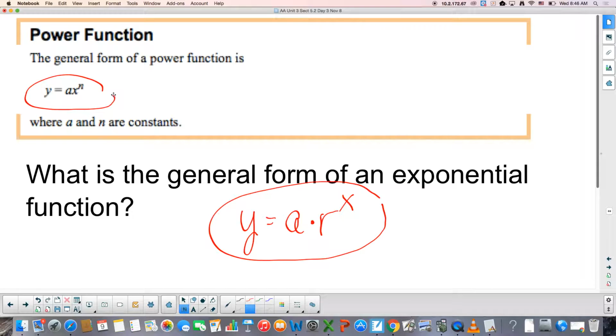The variable is the base here. R is a constant. That is my common ratio. The variable is in the exponent. So maybe I'll put that on a Schoology quiz, just to make sure that we got that, because they look so much alike. But how you solve them are very, very different.